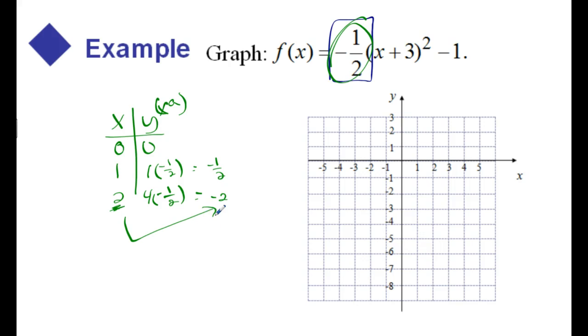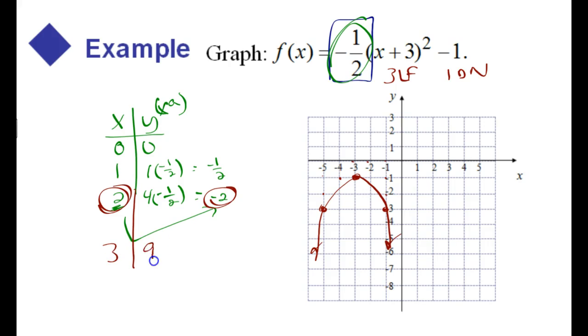If you wanted to find additional points, you could. But the start value is going to be here, 3 units to the left, 1 unit down. Here's the start value. But again, instead of going over 2 and up 4, I'm going to go over 2, down 2. And if you wanted to find additional points, all we'd have to do is extend the graph.